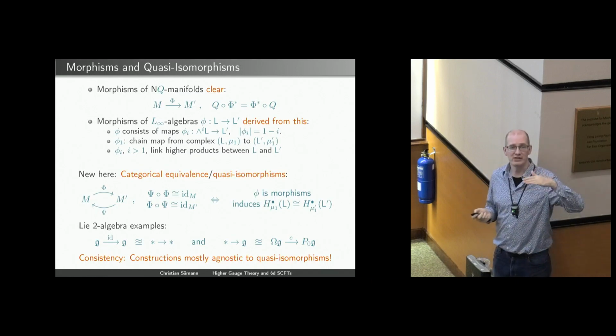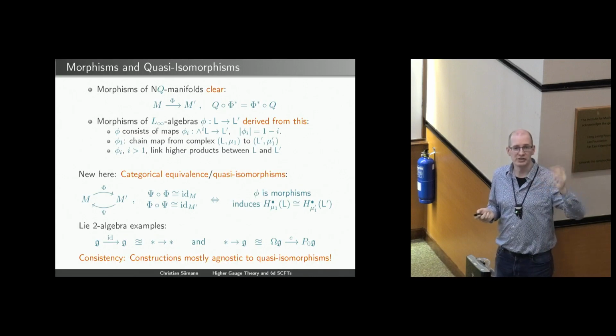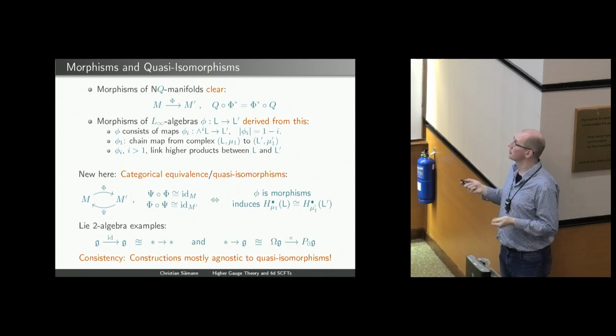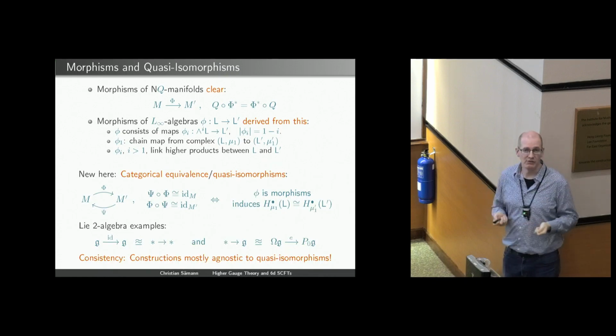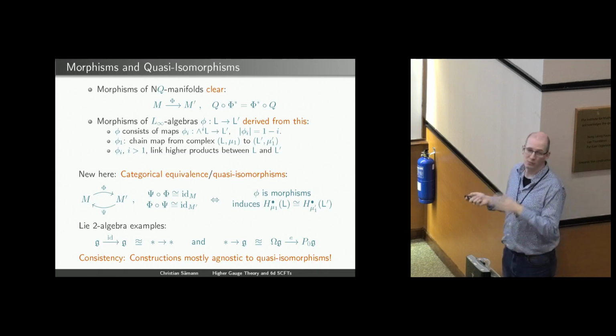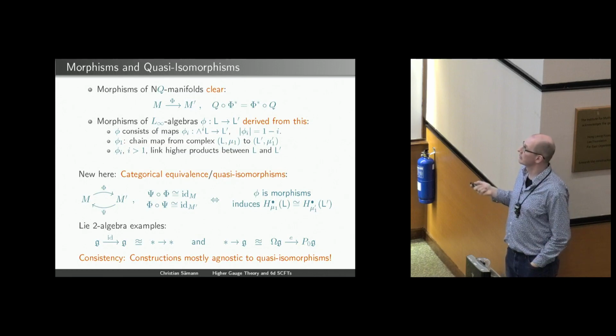Now L-infinity algebras don't have to be the same size, but you should still consider them equivalent. The important thing is that all our constructions, in particular constructions of physical models, should be agnostic about quasi-isomorphisms. They shouldn't care which quasi-isomorphic L-infinity algebra you choose. They should just work for all of them, and this will be an important consistency check.